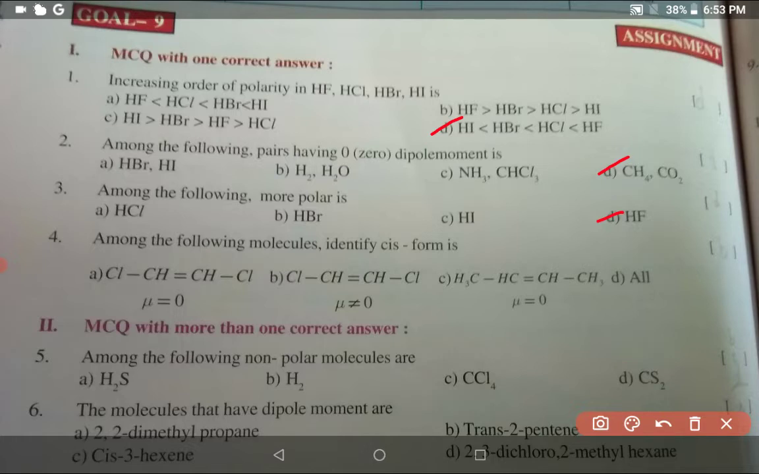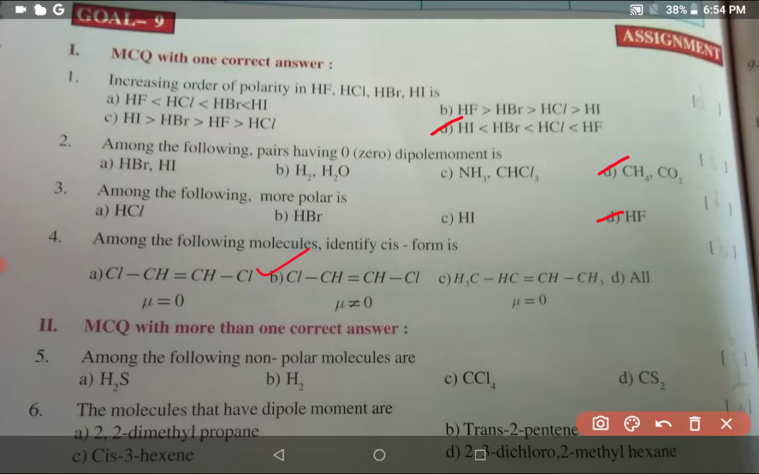Among the following molecules, identify the cis form. Okay, we have to identify the cis form. So, which is a cis form? It is obviously B. Here in cis form, mu shouldn't be equal to 0. That condition is necessary for the cis form. That is clear for you, I'm hoping. Cis isomer actually. Fine.